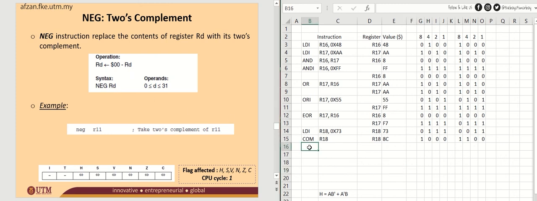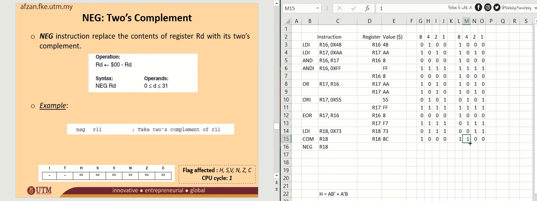Let's see an example here: NEG R18, for example. What is the current value of R18? R18 now is 8C, after you do the COM. So to do a two's complement on this number of R18, what you're going to do is, from right to left, find the first number one. Okay, so this is the first number one.